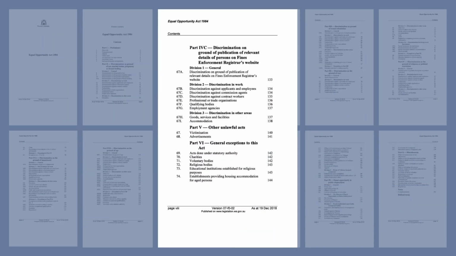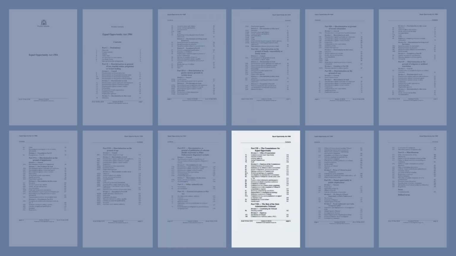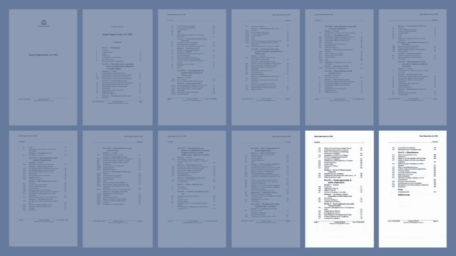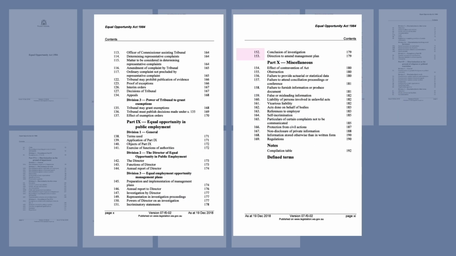The Equal Opportunity Act also makes other acts unlawful, specifically victimisation and the publication or display of an advertisement that shows an intention to discriminate. Part 6 sets out general exceptions to the Act. The Act also establishes the role and functions of the Commissioner for Equal Opportunity and details the procedures and functions of the State Administrative Tribunal in handling complaints under the Act. The Act also covers equal opportunity in public employment as well as miscellaneous provisions such as offences and vicarious liability.